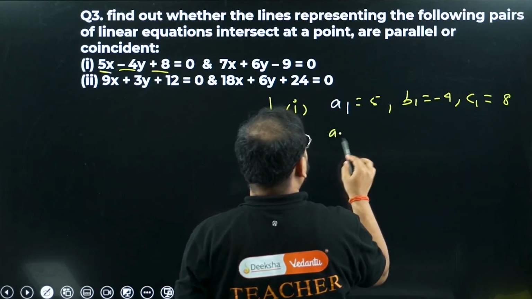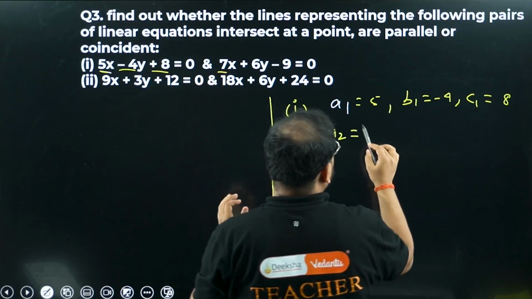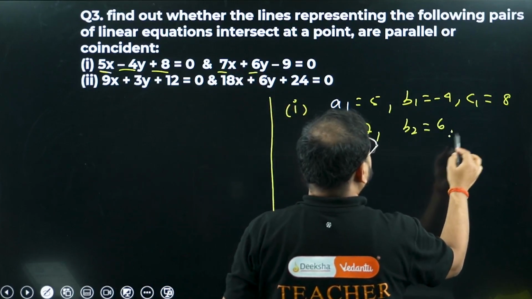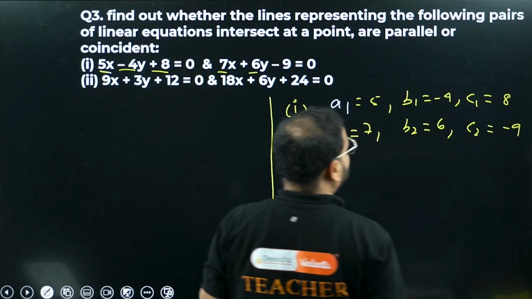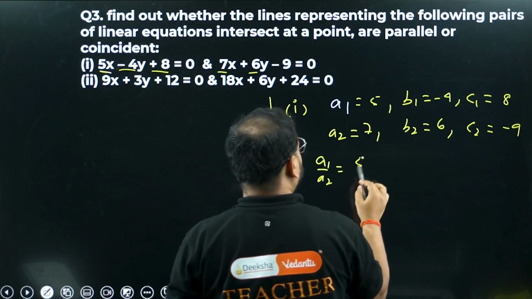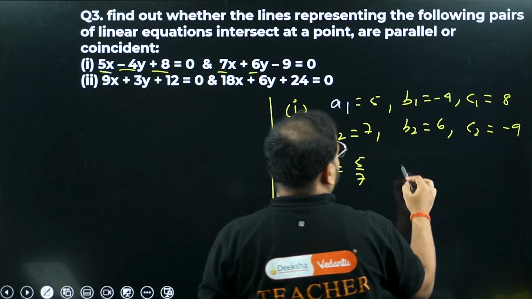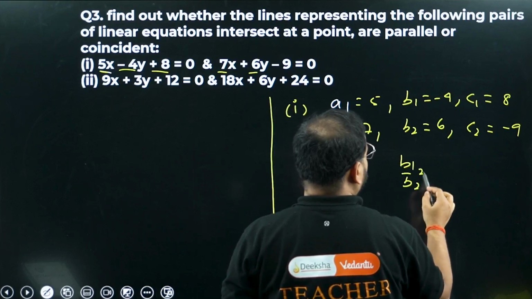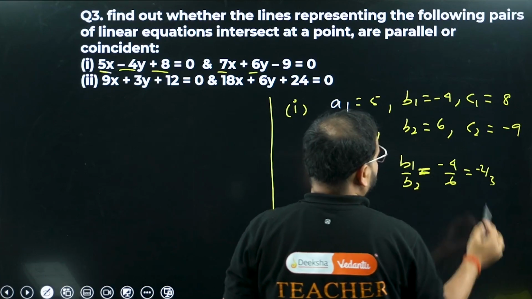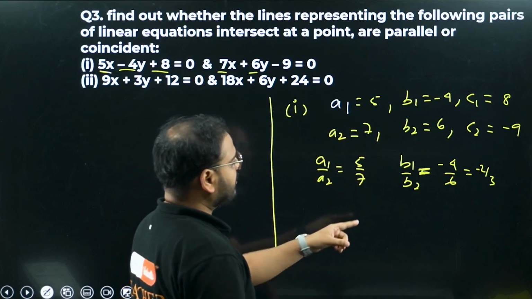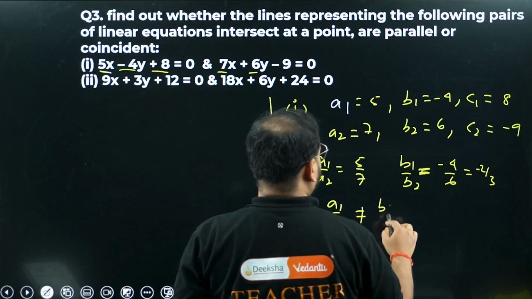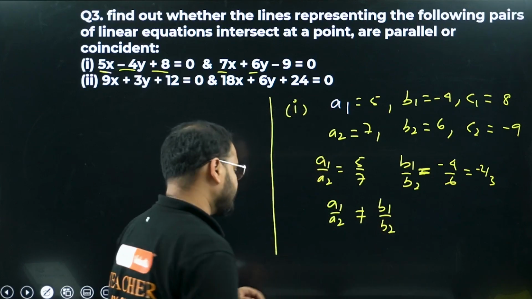Now check a2. a2 is 7, b2 is 6, and c2 is minus 9. What is the condition? Check the ratio, a1 by a2, 5 by 7, and b1 by b2 equals minus 4 by 6. How much is that? Minus 2 by 3. Please check, are they equal to each other? They are not, sir. a1 by a2 is not equal to b1 by b2. Hence what?